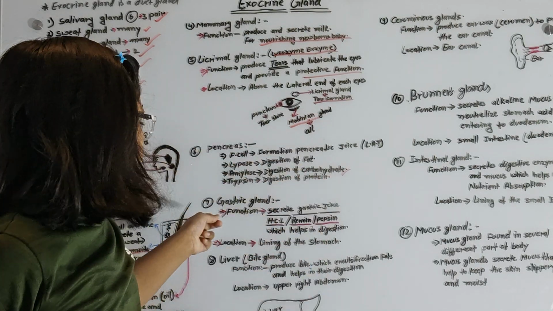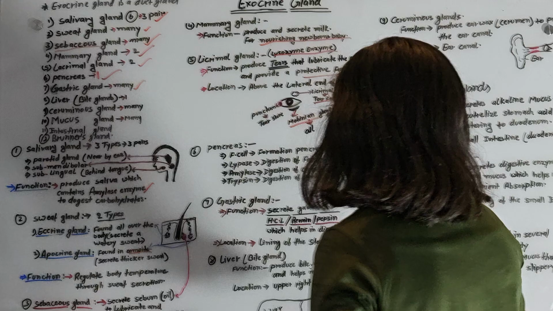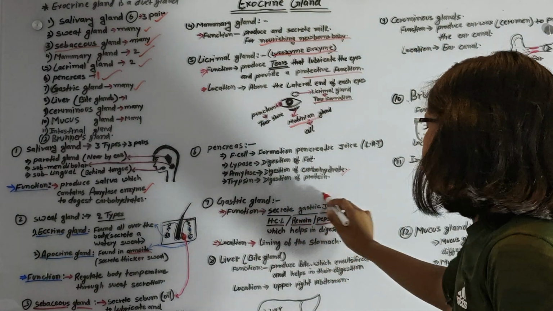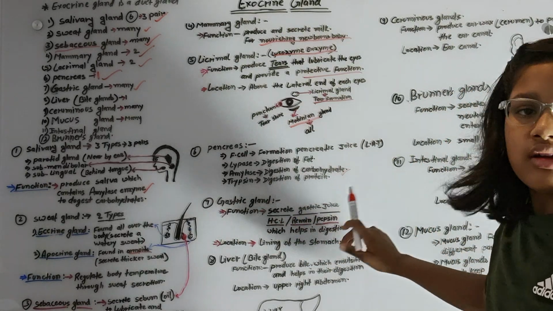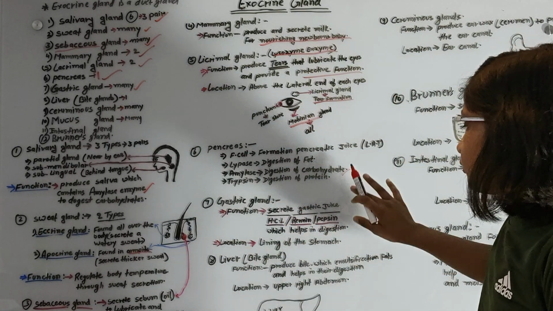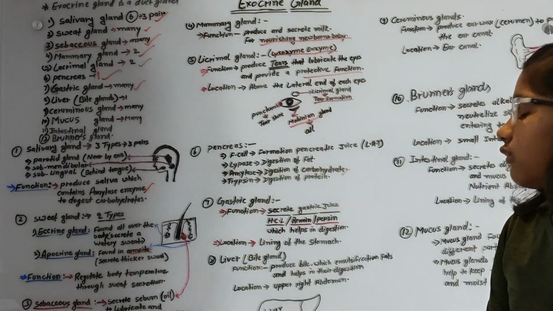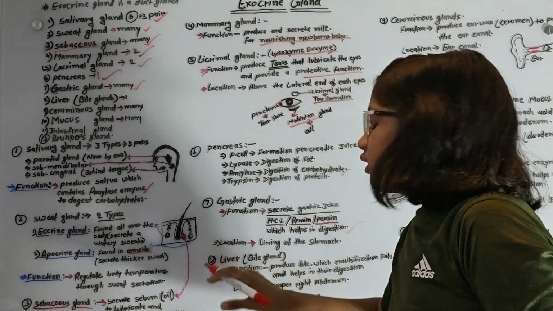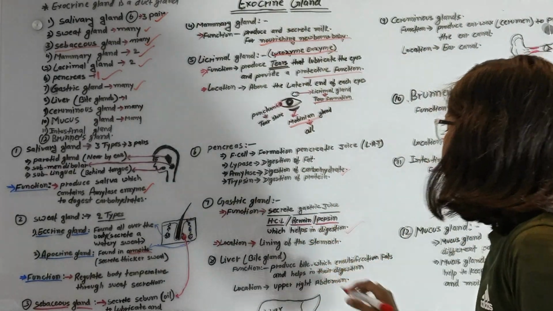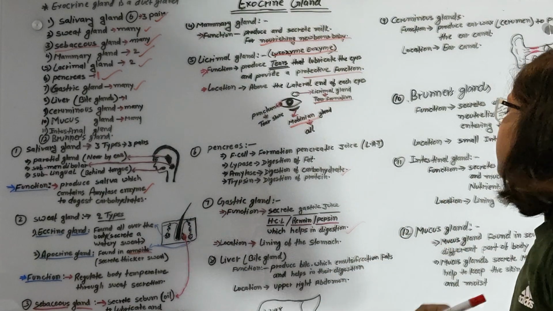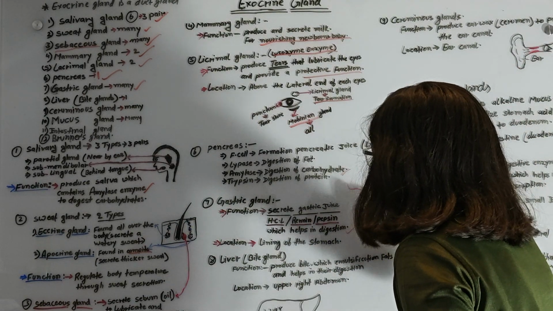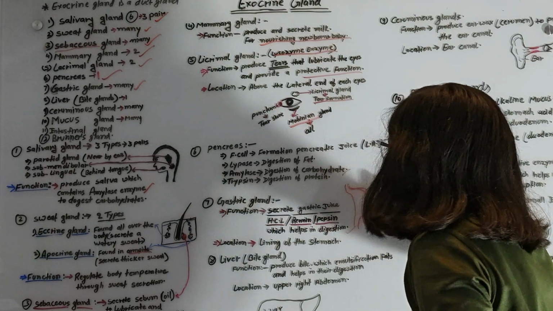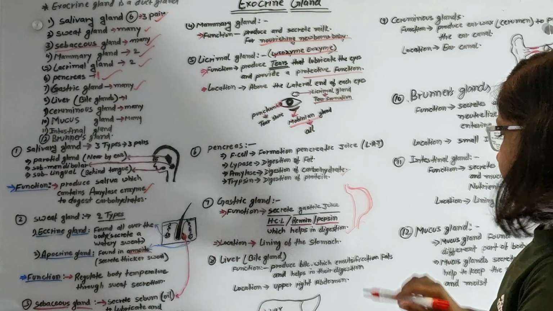Now gastric gland. Its function is to secrete the gastric juice. In the stomach there are HCl, renin and pepsin, which help in digestion. Now location, where the gastric juice is located. Gastric juice is located in the lining of the stomach. Like this type of our stomach is. So in the lining of the stomach, the gastric glands are present.